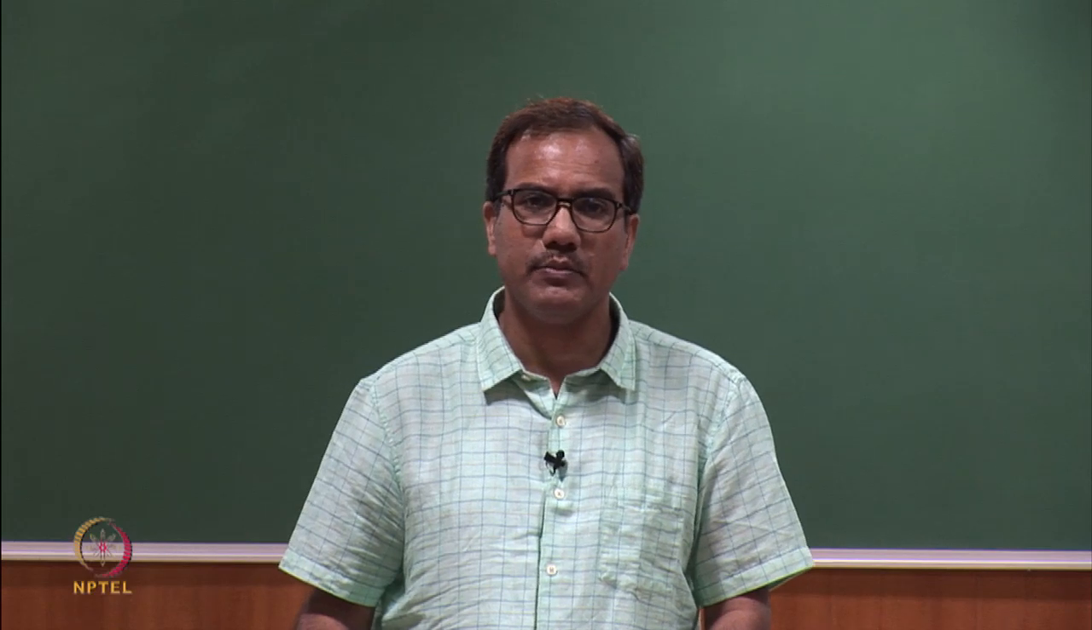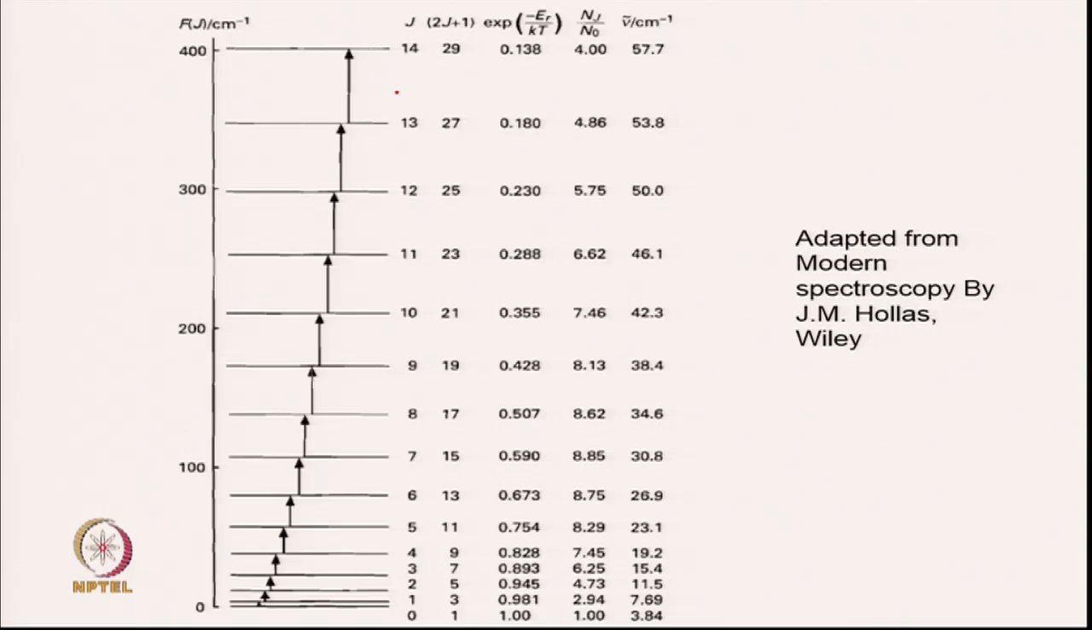So, let us think about the different J levels. You see the 0 to 14 J levels, and this is your 2J plus 1. So, 2J plus 1 is calculated, and the second part, exponential minus ER by kT, is calculated. One thing you will notice is that 2J plus 1 is increasing with the increase in J, whereas exponential minus ER by kT is decreasing with the value of J. So, one factor is increasing, another is decreasing.